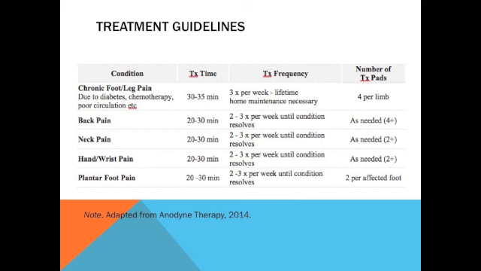The chart displayed currently shows the recommended treatment guidelines from the Anodyne Therapy website. It gives you the treatment times, which are generally between 20 and 30 minutes, and the frequency, which is 2 to 3 times per week until the condition resolves. But I have also read that treatment, if you have a home therapy system, should still continue afterwards, because once you stop the treatment, the pain or whatever the ailment is due to that condition could return. And then it also gives you the number of treatment pads that are used with these treatments.